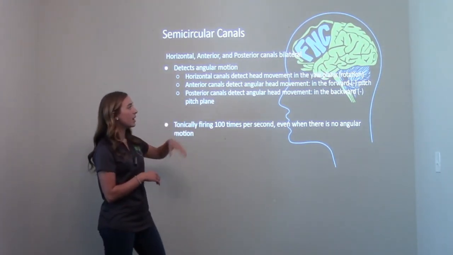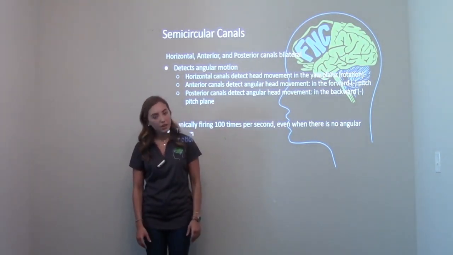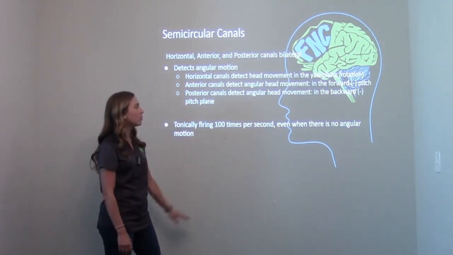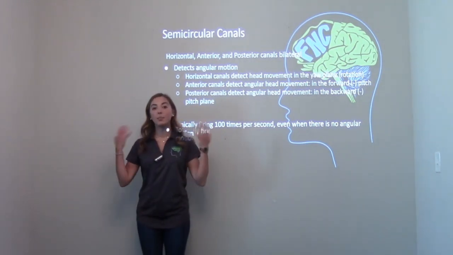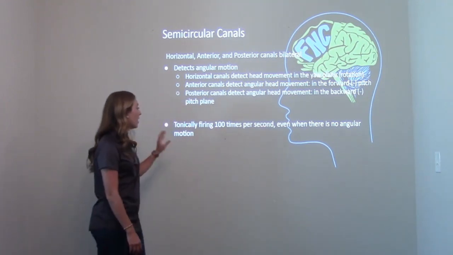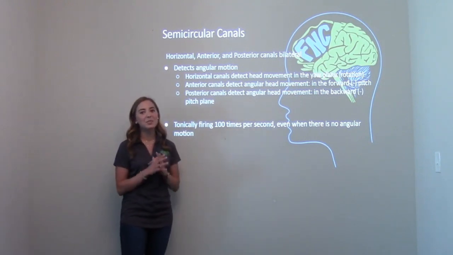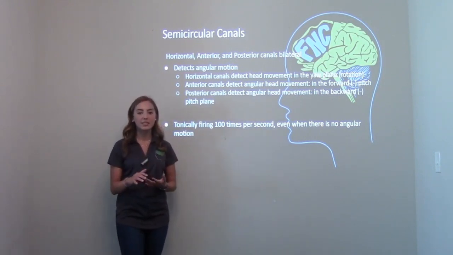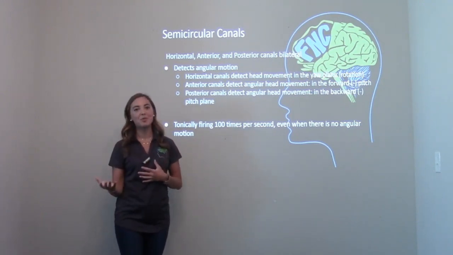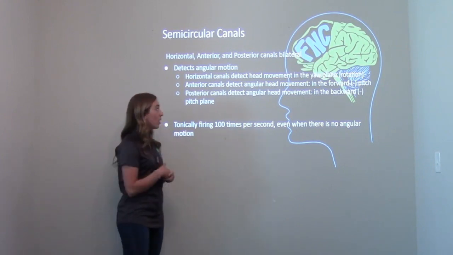Our anterior canals help us to detect angular movement in the forward pitch. So think about moving your head forward at an angle like this. And posterior canals help us to detect angular movement in the backwards pitch. So think about moving your head backwards at an angle. These systems, the canals, are not constantly firing, but it's pretty close. They're firing 100 times a second, even when we have no motion, to help us know that we are not moving. So they're constantly firing, so we're constantly orienting ourselves to knowing where we are in space.